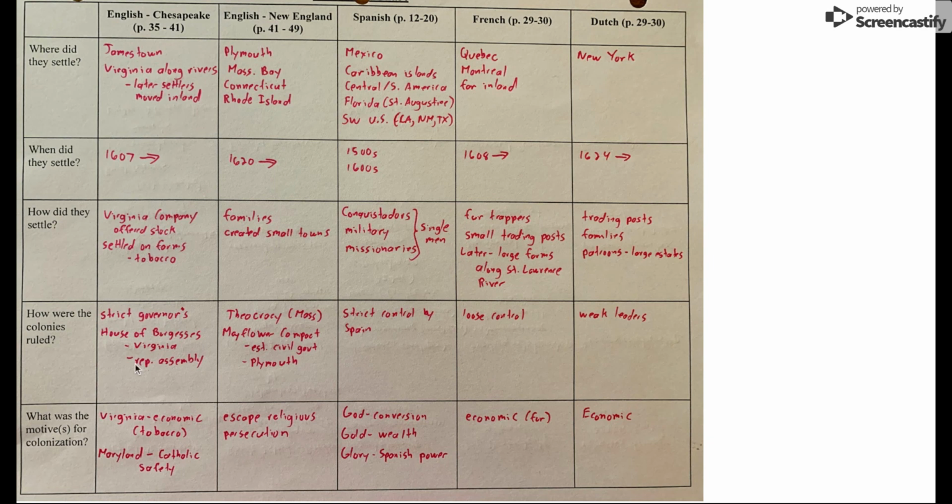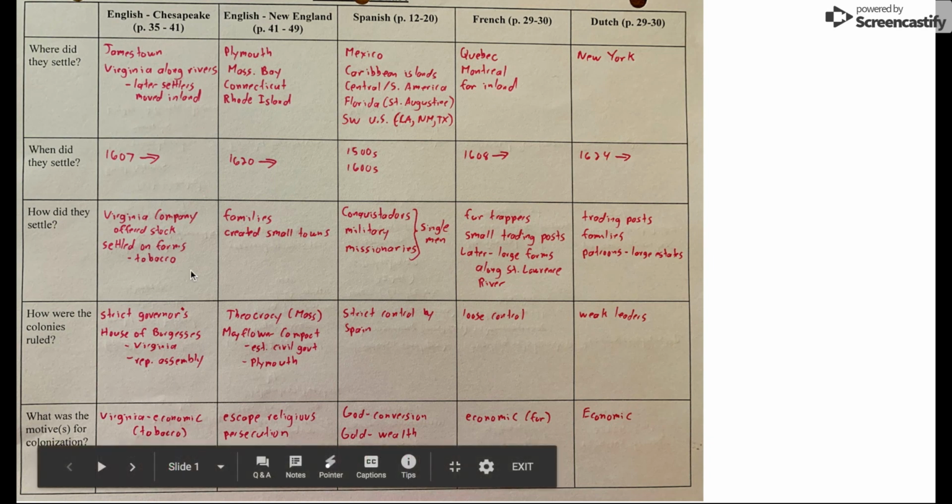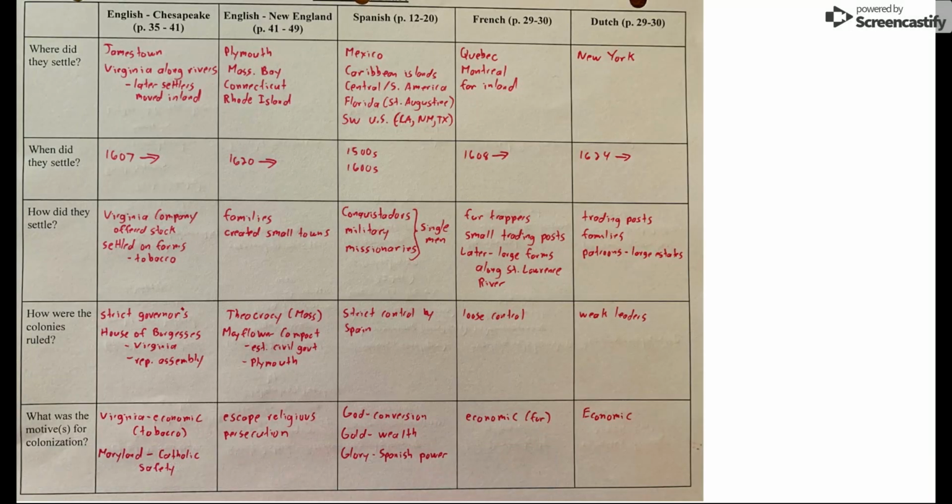And this is primarily for economic reasons that they settle, particularly the growth of tobacco, which they discovered with help from the Native Americans. John Rolfe is the Englishman who first figures out how to grow tobacco. Maryland, which is another colony in the Chesapeake region, was established as a Catholic safety place, where Catholics were persecuted in England, and they had a safe haven in Maryland. That's why they passed the Act of Toleration, which we'll talk about in a little bit.